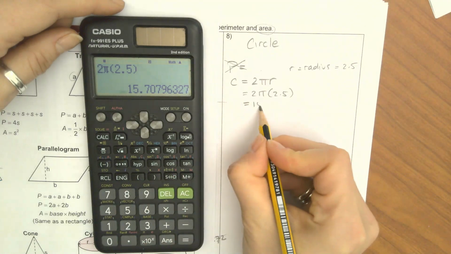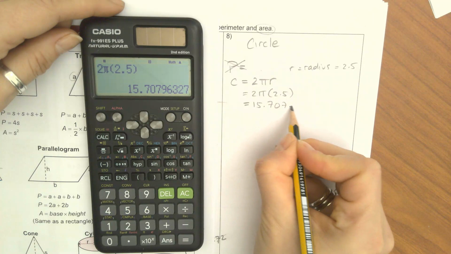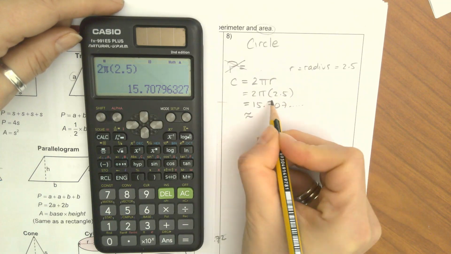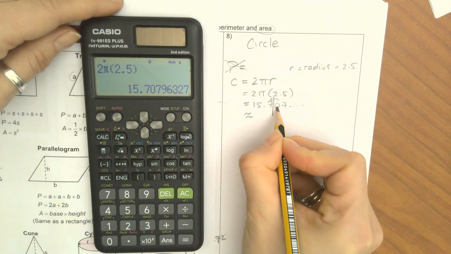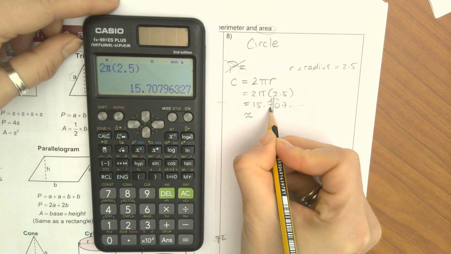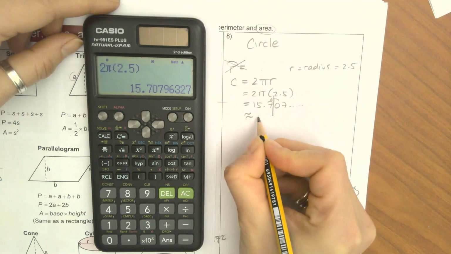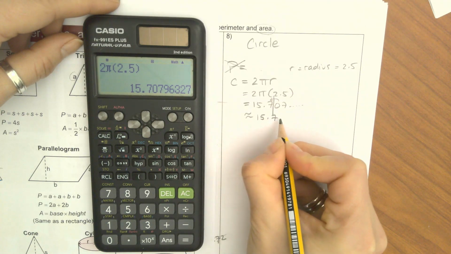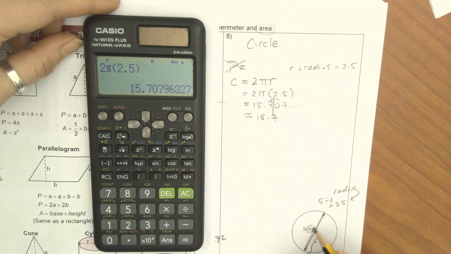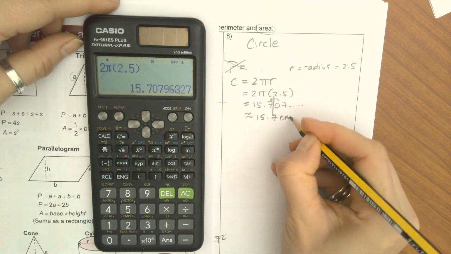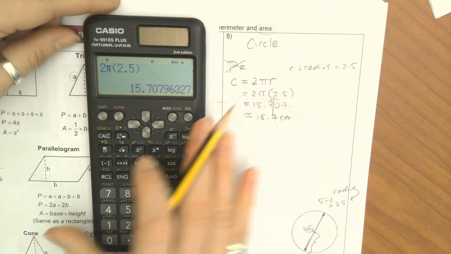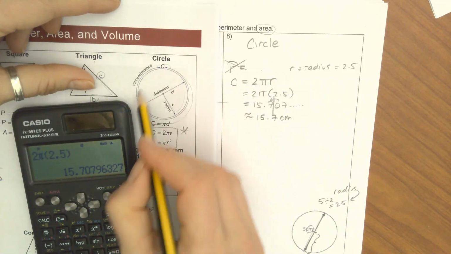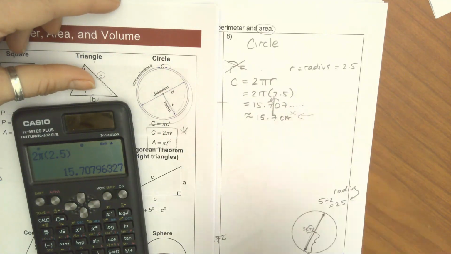So that's 15.707 blah blah blah blah. Let's round it. Does that 0 tell him to go bigger or stay the same? Yeah, stay the same. So it's approximately 15.7 centimeters. And because perimeter and circumference is just the distance around, we don't put an exponent up there.